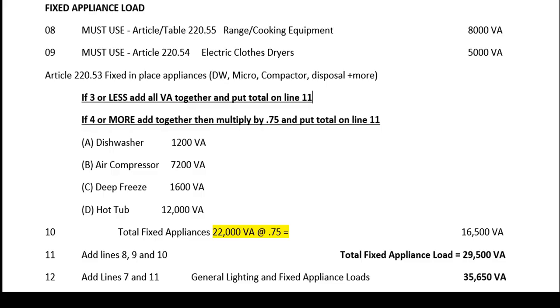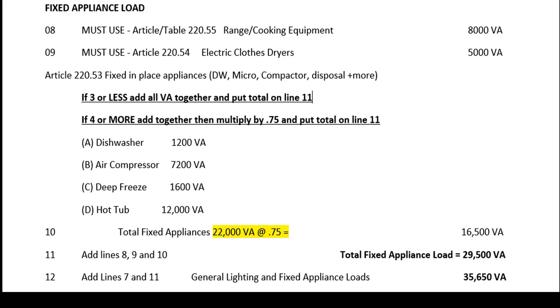So here's fixed appliances. And let's say we have a range or cooking equipment. If you have a piece of cooking equipment, a full standing range that is 12 kW or less, it's automatically calculated at 8 kW or 8,000 VA. Electric clothes dryers are calculated at 5,000 VA or the nameplate rating, whichever is greater.